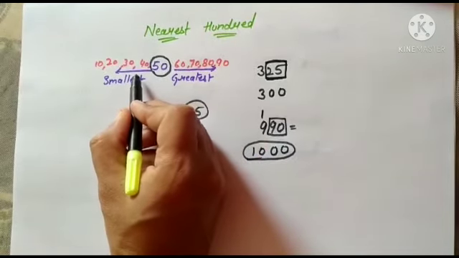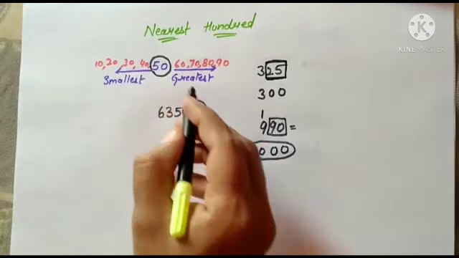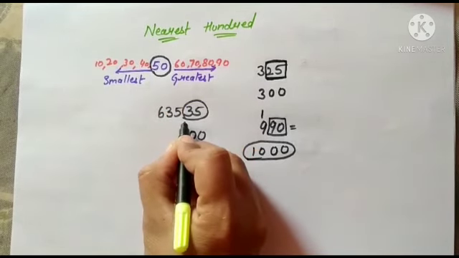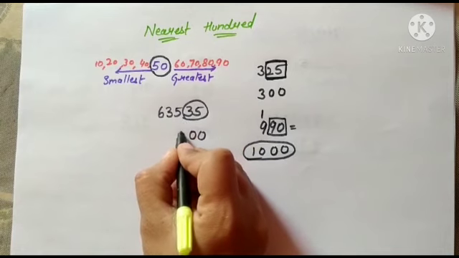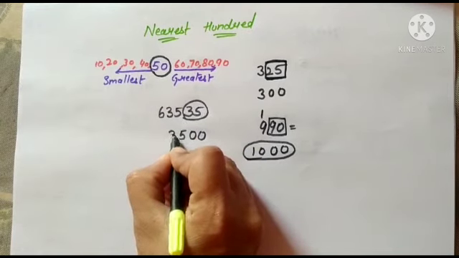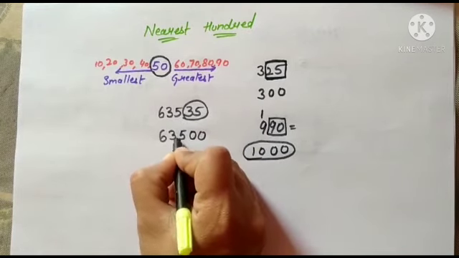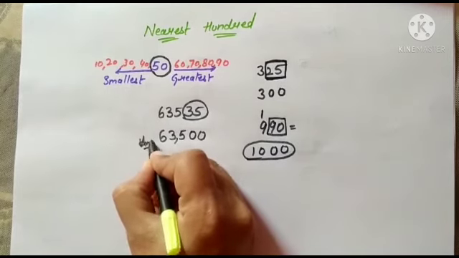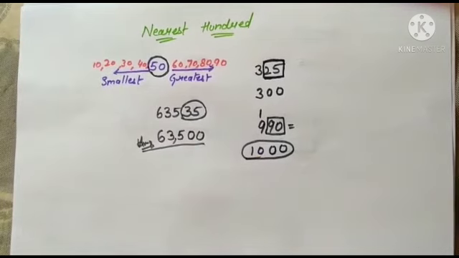And in 135, the last two digits mean less than 50. It is less than 50. So we will put 20. We will not add any digit here. We will write simply like this. 63,500 is our answer. So like this you have to do nearest 100.